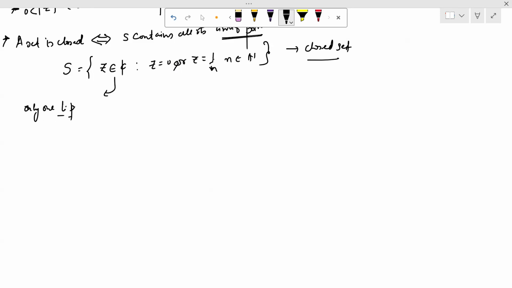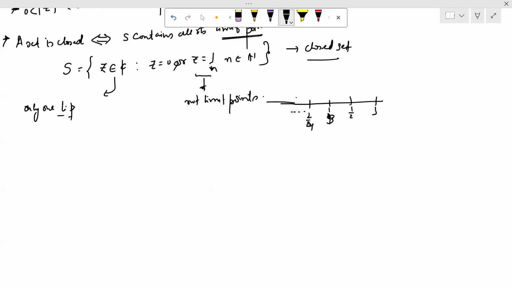Okay. What are all these points called? These points are not limit points. So the elements of the form 1 upon n are not limit points. Why are they not limit points? Because if you mark them, this would be 1, this would be 1 upon 2, this is 1 upon 3, 1 upon 4, and so on and so forth.